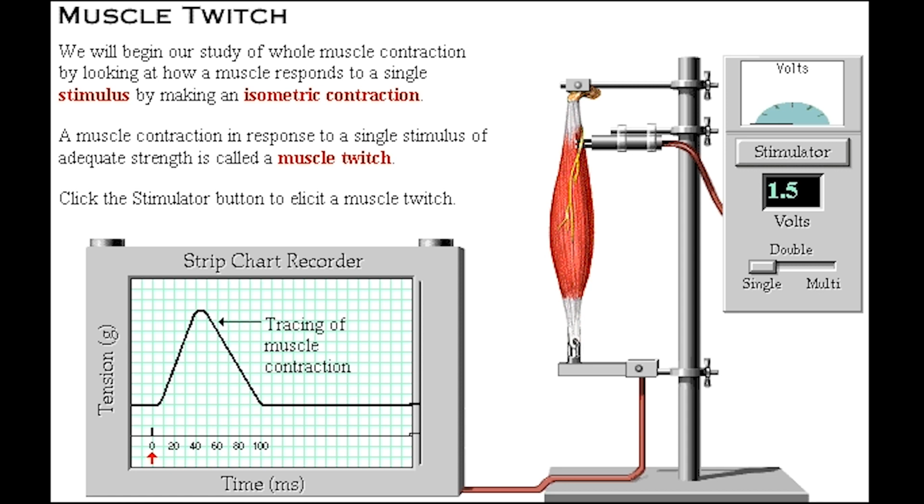The graph shows a tracing of the muscle contraction. The short vertical line marks the time when the stimulus was applied to the muscle. If you would like to see this animation again, click the stimulator button.